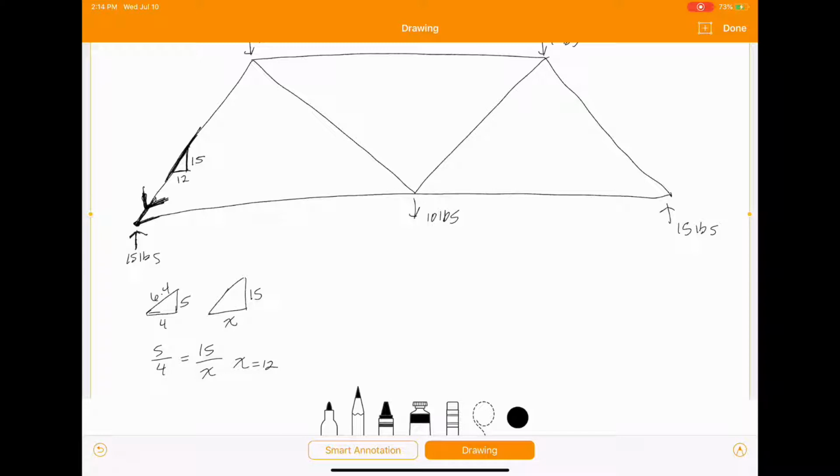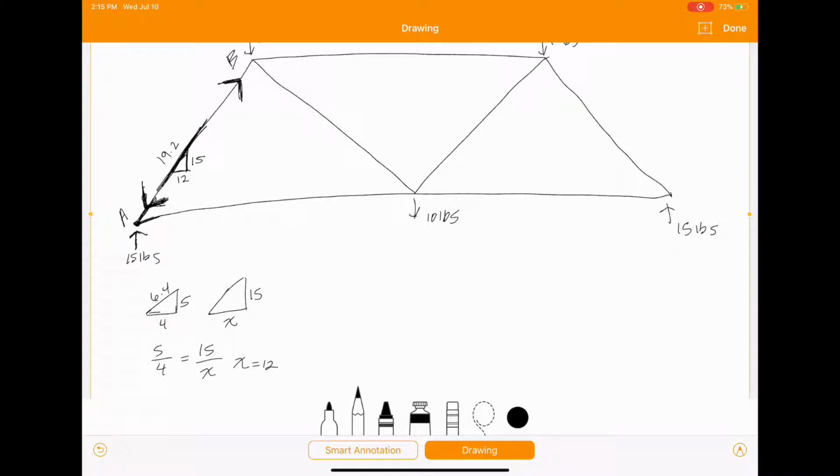So now I can use Pythagorean theorem and find the force acting in member AB. So again, that's just the square root of the sum of the squares. So the square root of 12 squared plus 15 squared equals 19.2. Now, because this arrow is going down, these arrows need to be going in opposite directions acting on this member. So I know that it goes like that.